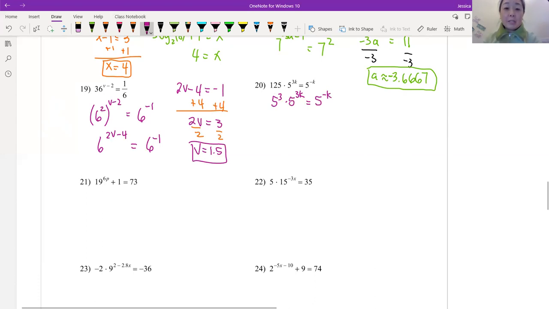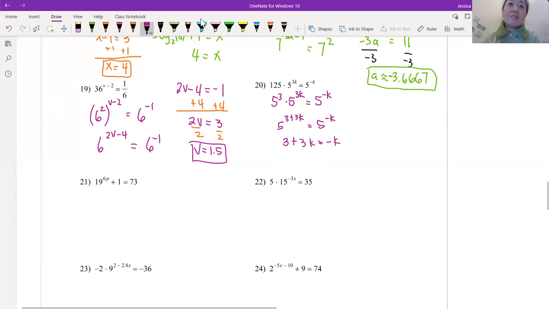Now remember, when we're multiplying the bases, what do we do with those exponents? We add them, right? Power to a power is multiply. When we're doing this, then we're actually adding them. So this is going to be 5 to the 3 plus 3k is equal to 5 to the negative k. And again, same bases means we look at the exponents. So it's 3 plus 3k is equal to negative k.